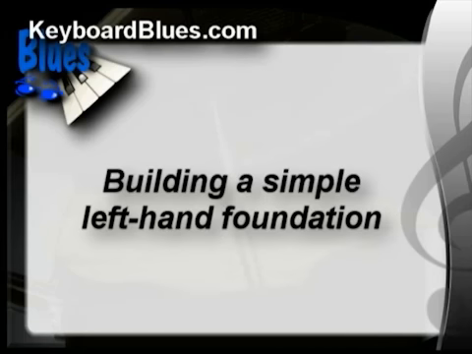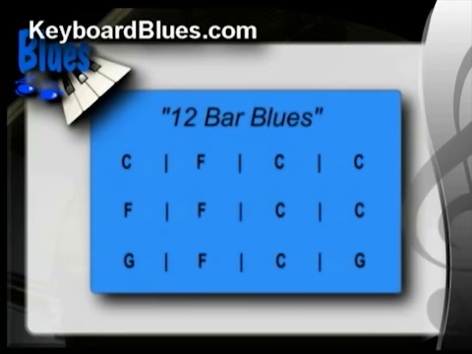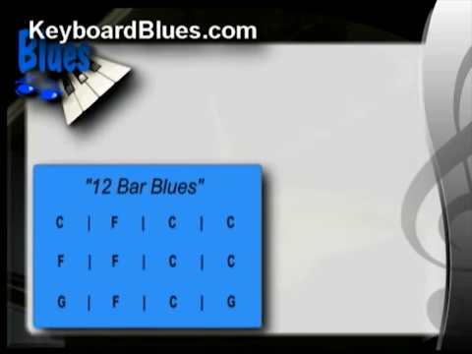Now that you know what fifths are, let's use them to build a simple foundation in the blues. Look at the blue box again, the 12-bar blues. For each chord, I'm going to play a fifth built on that chord, and then hold it for 4 beats.